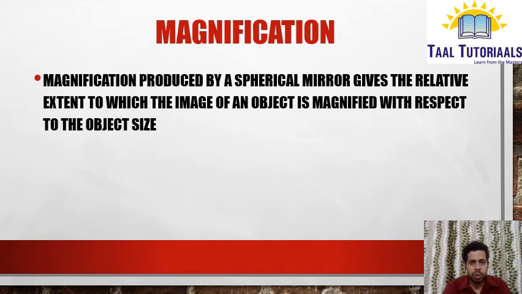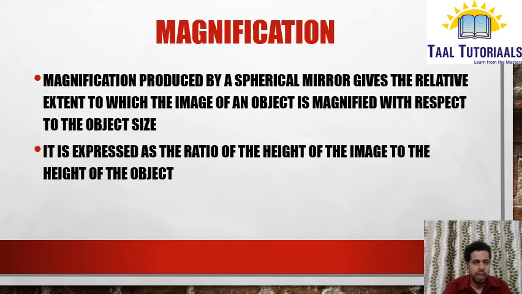So magnification produced by spherical mirrors gives the relative extent to which the image of an object is magnified with respect to the object size. With respect to object size, how much it is increased, how big is the image, that relation is called magnification here. It is expressed as the ratio of height of the image to the height of the object.